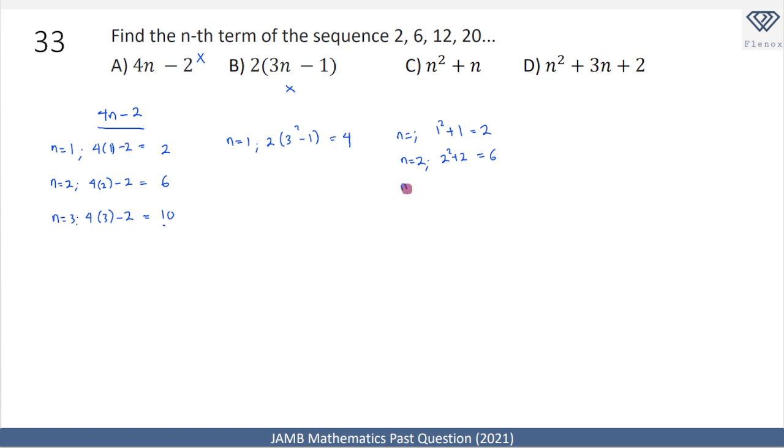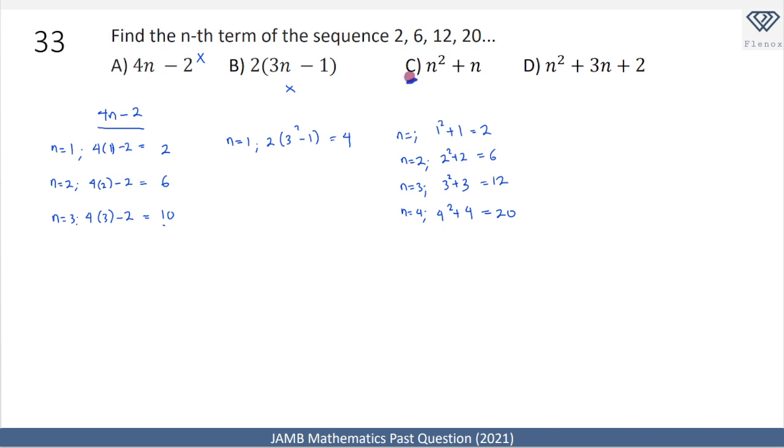Fantastic. Let's move on to the next one. n is equal to 3. That will be 3 squared plus 3. What is 3 squared? 9. What is 9 plus 3? 12. Oh, fantastic. And n is equal to 4. That will be 4 squared plus 4. What is 4 squared? 16. 16 plus 4 is what? 20. Fantastic. So you can see that with this term, we're able to replicate all the terms in the sequence: 2, 6, 12, and 20. And that makes option C the correct option.